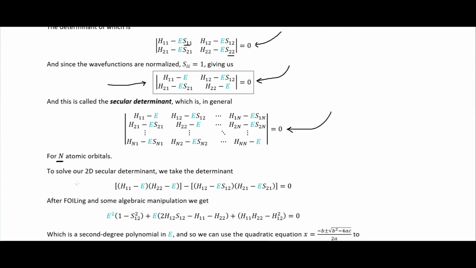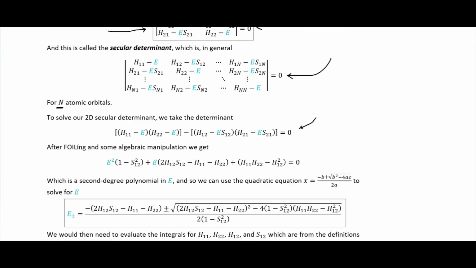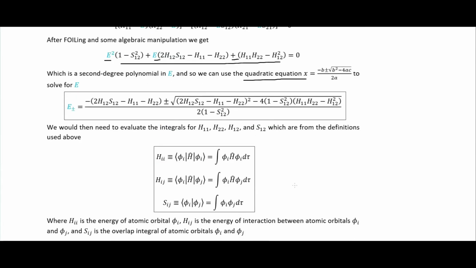And then we want to solve our 2D secular determinant. So we take the determinant, which is what we have right here. We FOIL this out and do some algebraic manipulation to get this right here. And so we have this E squared, this E, and then what would be E to the 0 there. This is actually a second degree polynomial, and so we can use the quadratic equation to solve for E, and this is what it would be as the quadratic equation.